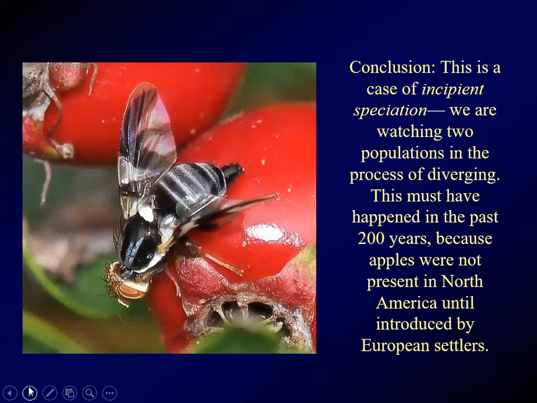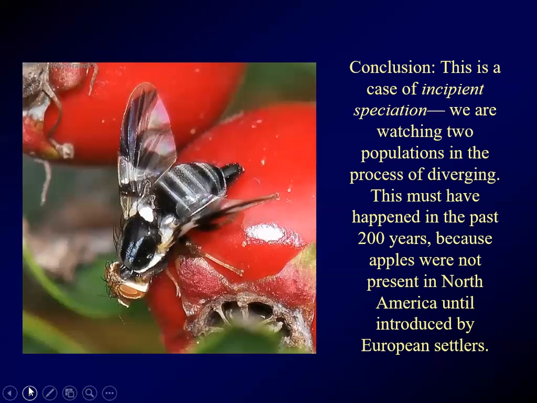Anyway, Johnny Appleseed and people like him were the ones that brought apples to northern Michigan, and they only did it roughly 200 years ago. Which means that any change that we see between the apple maggot flies and the hawthorn maggot flies, any difference, has only appeared in the last 200 years, because before 200 years ago, there weren't any apples up there.